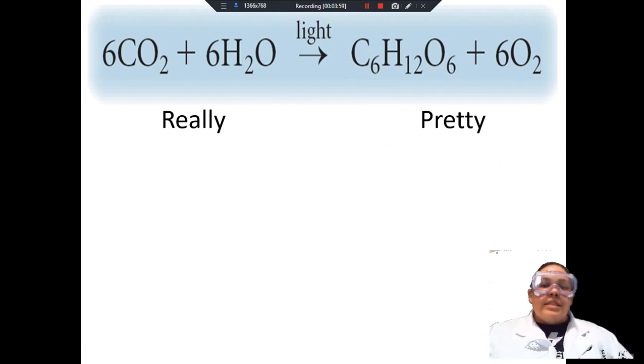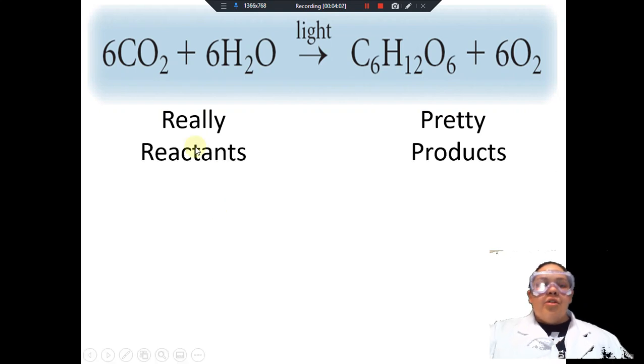And so the way that you can remember your reactants and your products is by "really pretty." Anything that's on the left side of the arrow, we categorize in the "really" area. Anything that's on the right side, we're going to consider the "pretty" area. So what does this have to do with reactants and products? Well, R for really is the first letter of reactants. And pretty starts with P, and so does products.